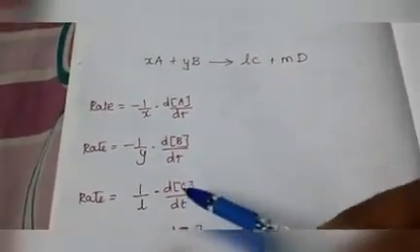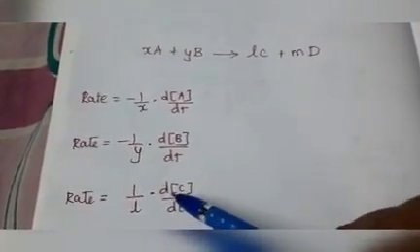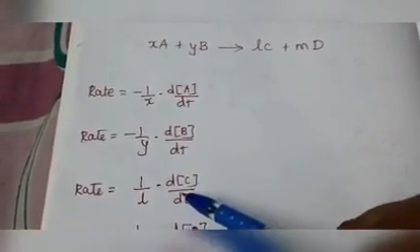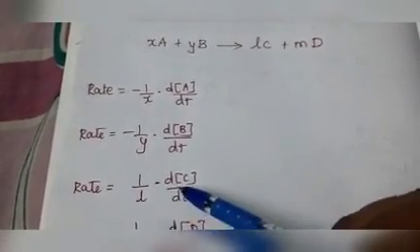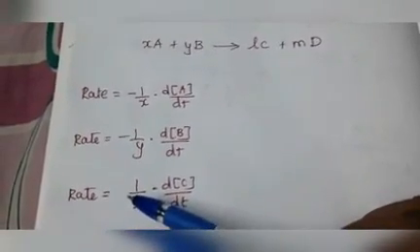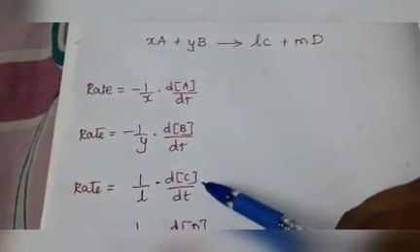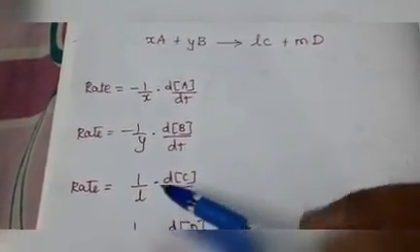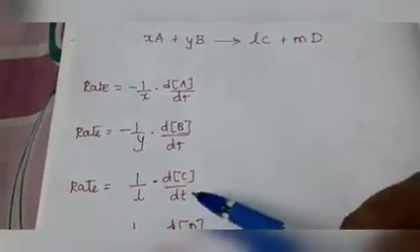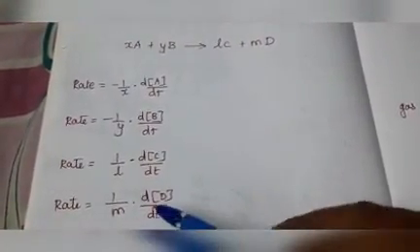Next one, rate in terms of product C. Change in concentration of the product C divided by time taken, the same thing. Here no minus sign is given; positive is present, which indicates that as the reaction proceeds the concentration of C increases, given by the positive symbol, and the reciprocal of l is given. Like that, rate is equal to 1 by m differentiation of concentration of D divided by dt.